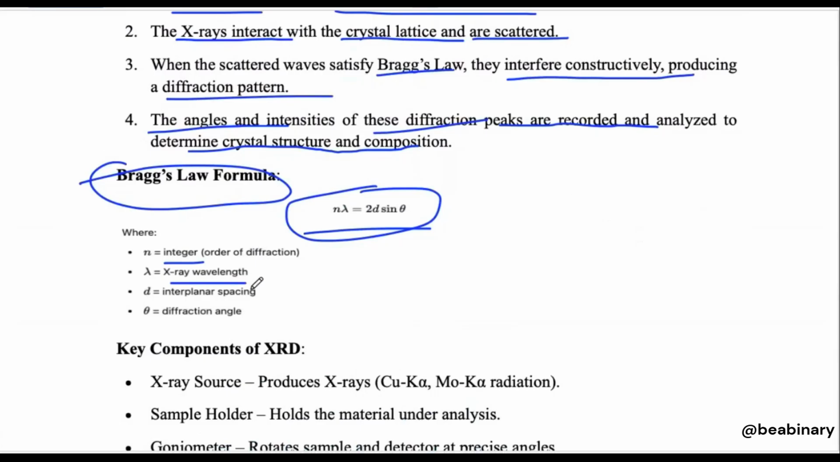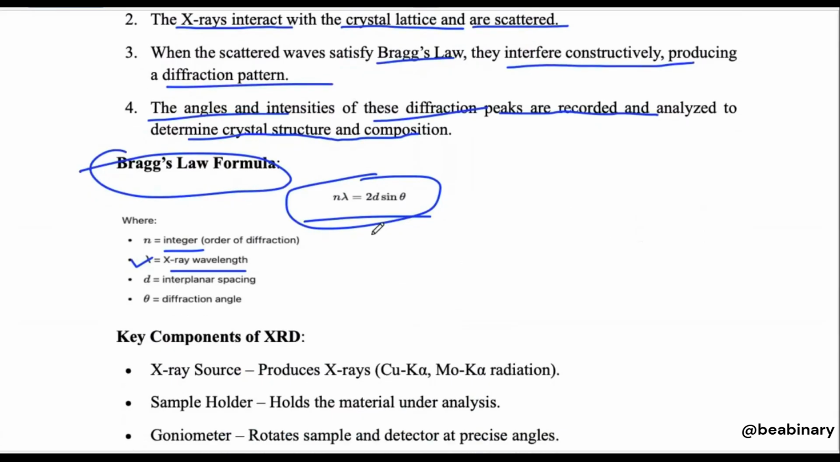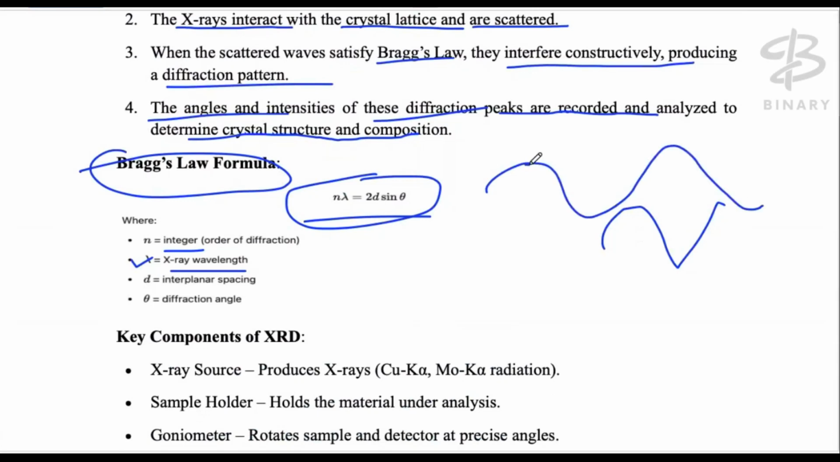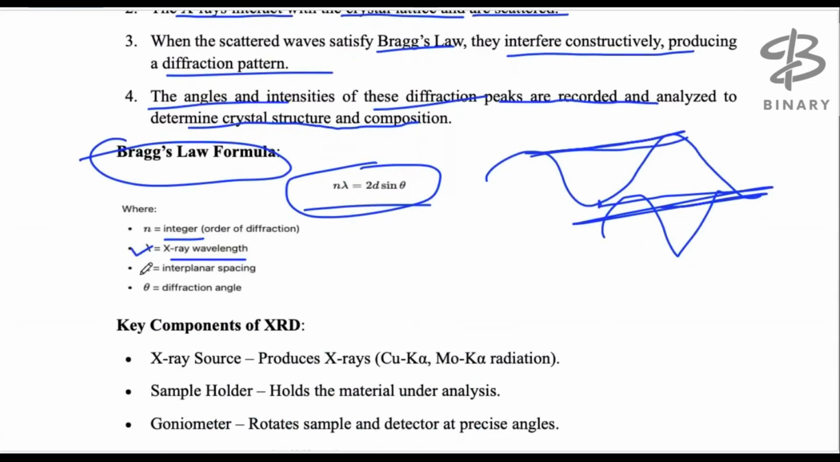Lambda is just the wavelength. If you have a wave like this, the peak-to-peak distance is known as the wavelength, and if we talk about valley to valley, then it is also the wavelength. That would be the same. This is known as the wavelength. So here lambda is the wavelength, and d is the interplanar spacing.